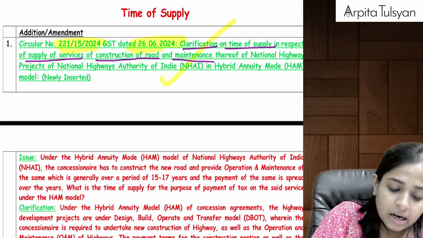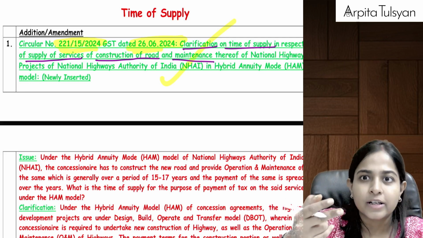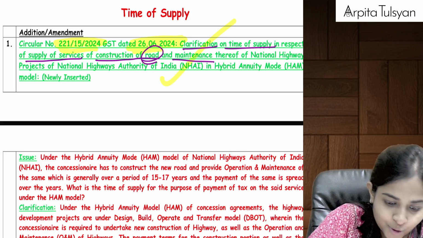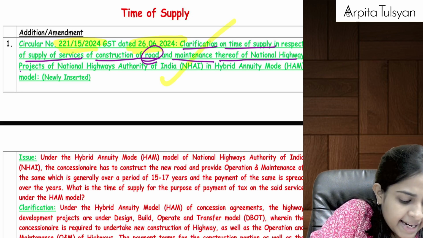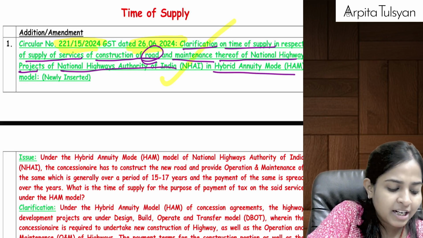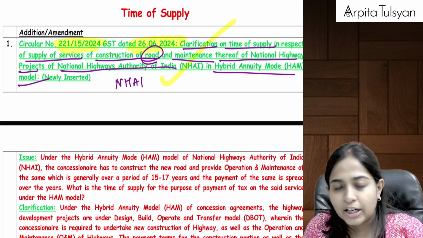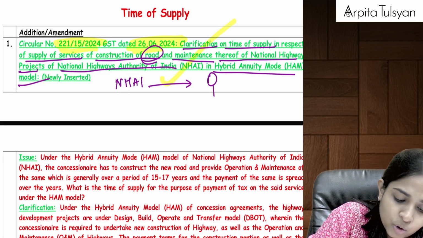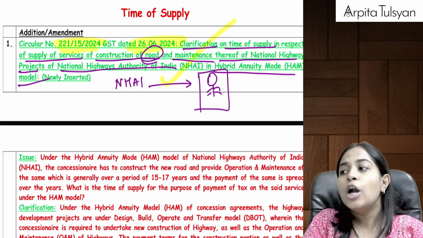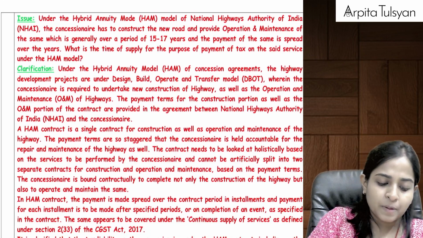It means the service provider is going to provide two services. One is construction of road, plus after constructing, to maintain the roads also, of the National Highway projects of NHAI in hybrid annuity model. Now National Highway Authority of India, we know that is a government entity. Now it is going to give some contract to a person to construct some roads and to maintain them also. Now for this purpose, try to understand.